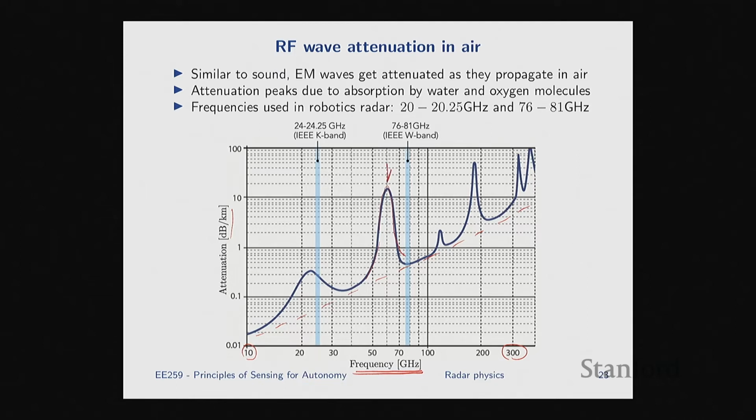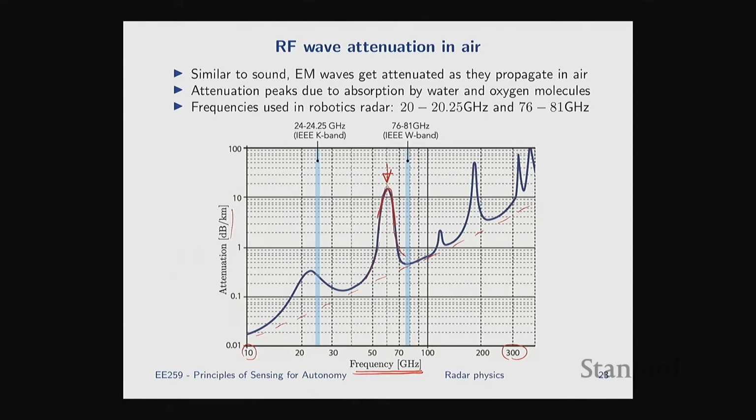These peaks are due to absorption of different molecules that are in air. So air has oxygen in it, it has nitrogen, it has some water content, it has CO2. And those molecules have basically resonances at very specific frequencies, and if your wave happens to be at that resonance frequency, a lot of its power is going to be absorbed by those molecules.